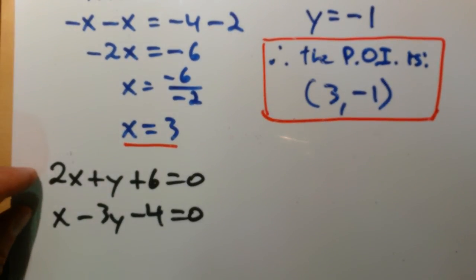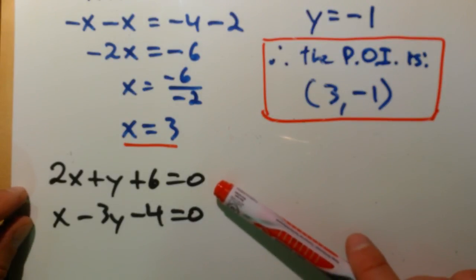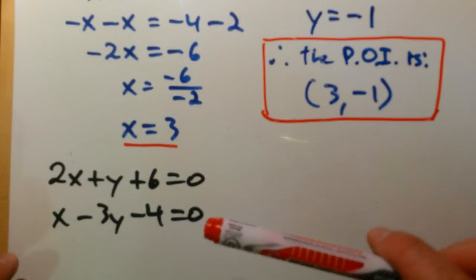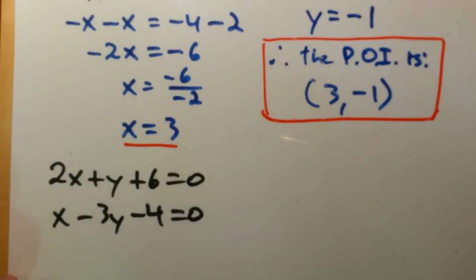So perhaps you can try this other example that I gave you and see what you come up with. Here's one hint if you're stuck: you can turn one of these into slope-intercept form and substitute it into the other, and then the same process. So solve for x, then find out what y is.